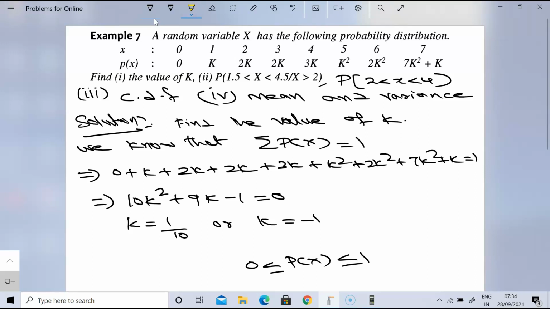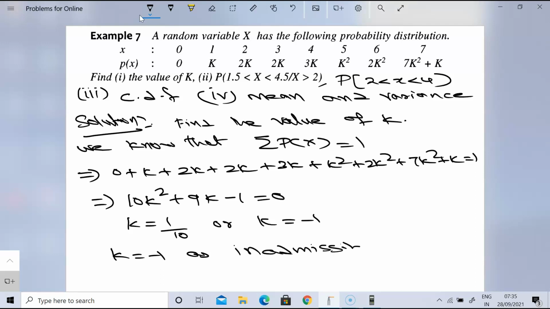If you see here, K equal to minus 1. So here also one of the probabilities is K. When I substitute, the probability at x equal to 1 is equal to minus 1. So it is total absurdity. The probability cannot be negative. That's why I'm going to write K is equal to minus 1 is inadmissible. Inadmissible means it's not permitted.